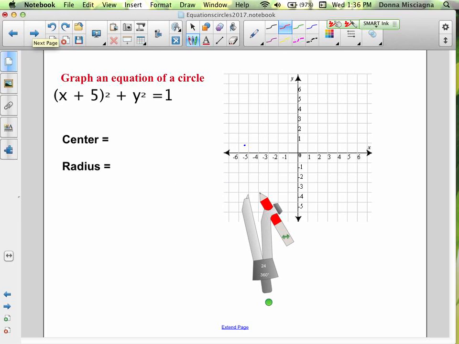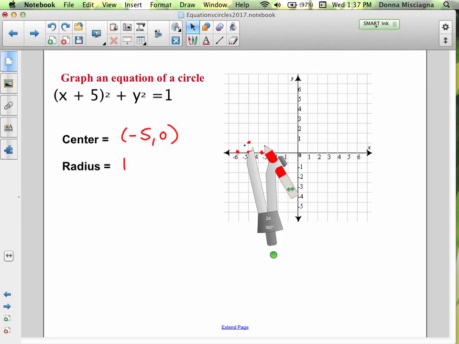How about the center? Orange 2. -5, 0 is correct. How about the radius? Orange 3. Radius is 1. All right, so we're going to graph our center point at -5, 0. And we'll just count 1 to the right, 1 to the left, 1 up, and 1 below. It's a little itty bitty circle.